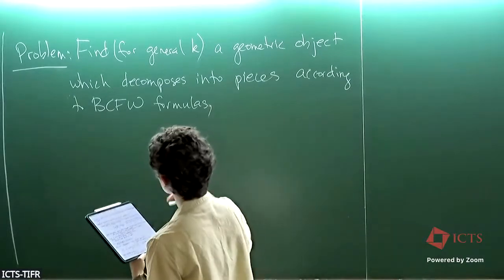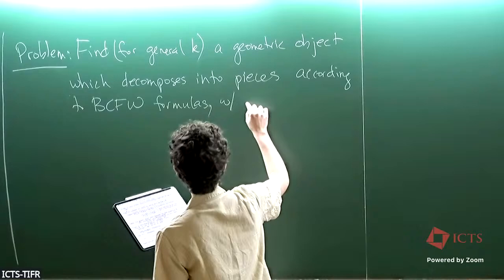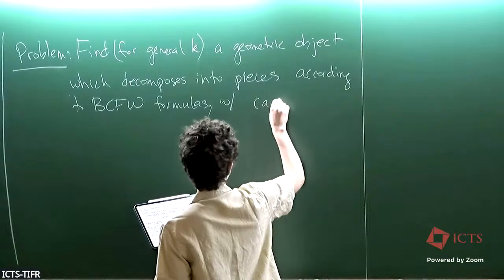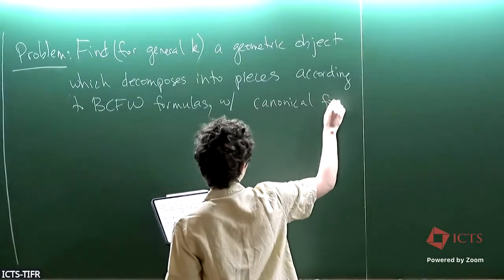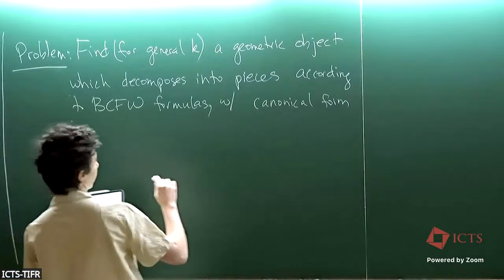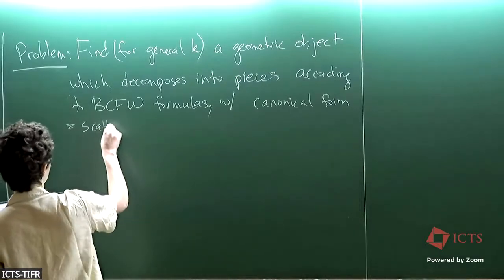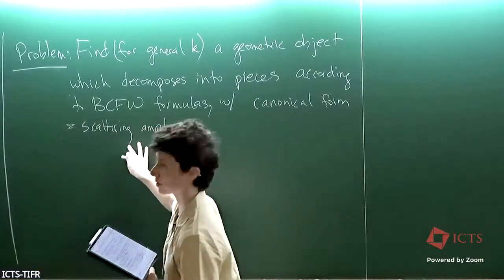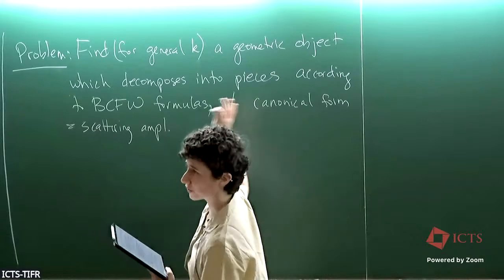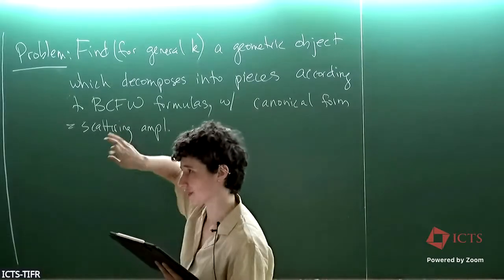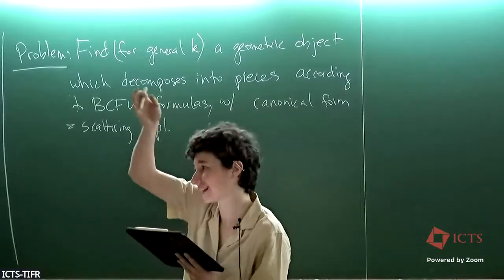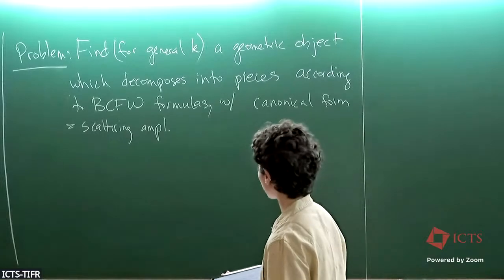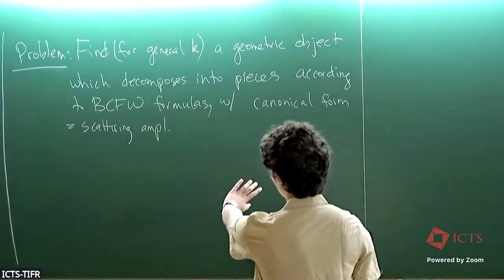And what we want is for it to have this top degree form. I'm going to call that the canonical form, which actually gives you the scattering amplitude. Okay, I know the scattering amplitude here is a rational function, not a differential form, but what you do is write it with the standard form next to it, and then you have a rational function there, and that's the thing that should give you the scattering amplitude. Okay, so this is the problem we want to solve.